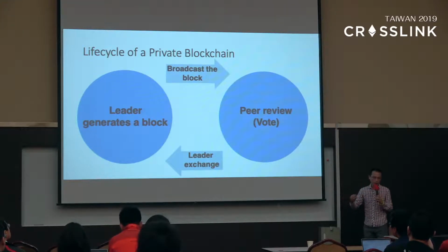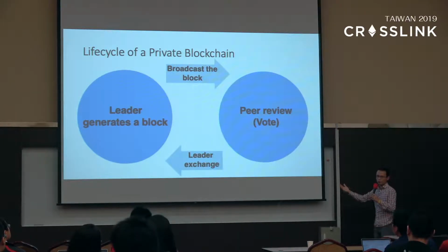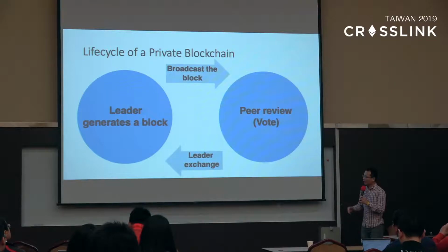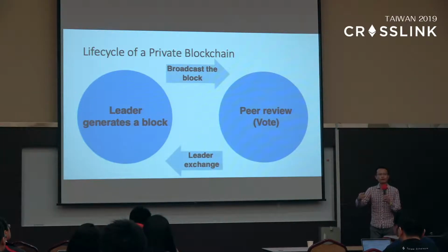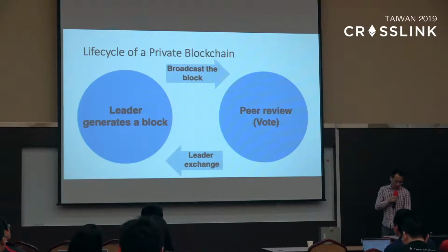Okay, and after the peer review is done, in some cases, we may need to change the leader. For example, the leader is faulty, so we need to change the leader. And then you'll see that if you want to change the leader, usually this involves some additional message communication. So next I'm going to give you two examples. One's a good example and another shows what happens when the leader is faulty.